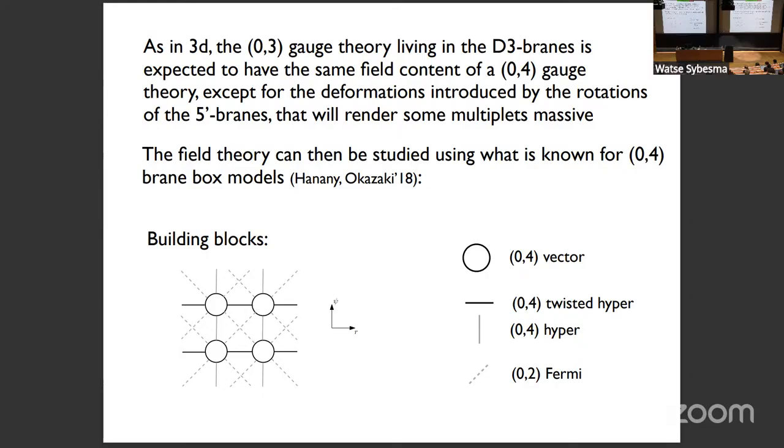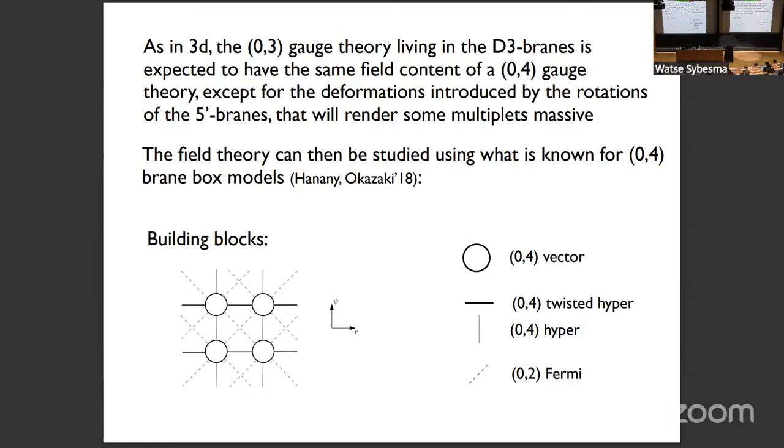I said that the brane intersection preserves (0,3) supersymmetries. Not much is known when you try to search the literature about two-dimensional (0,3) gauge theories, but you may expect that, as it happens in 3 dimensions, the field content of this gauge theory is going to be very similar to that of a (0,4) gauge theory, except for the deformations that are introduced by the rotations of the 5 prime branes that will render some multiplets massive. If it were not for these rotations, you would have a (0,4) supersymmetric 2D theory. And these are well known.